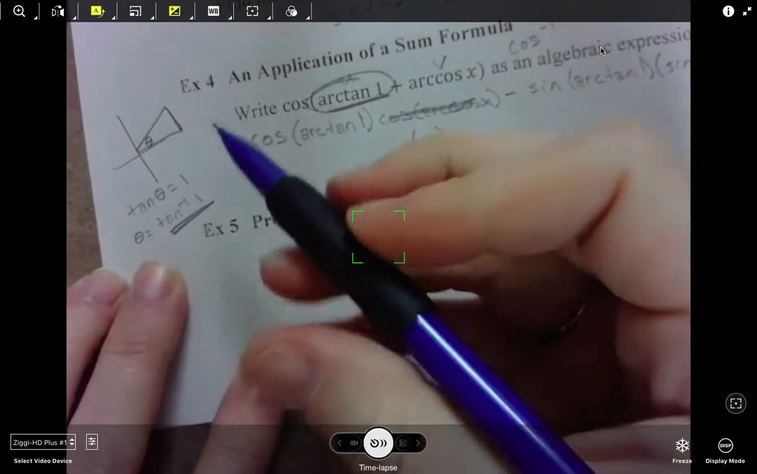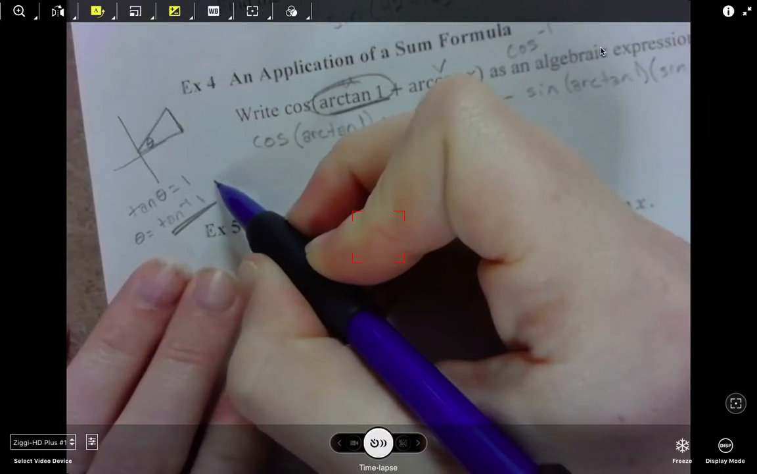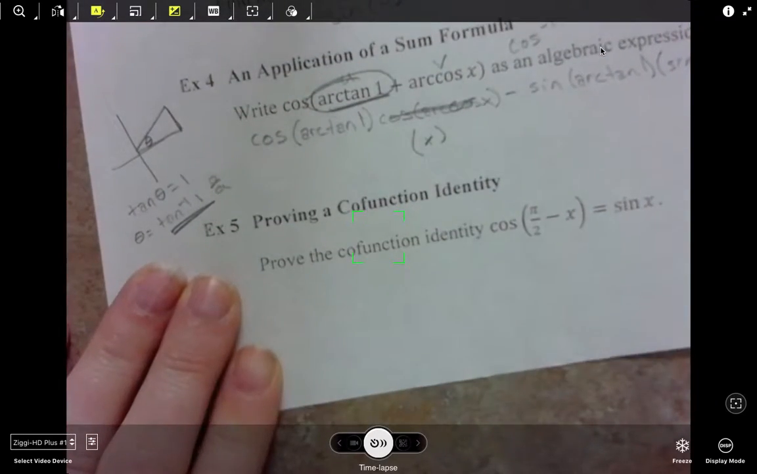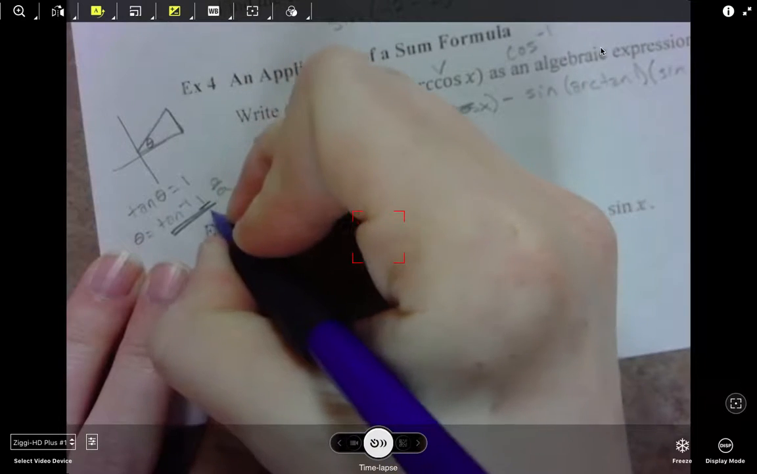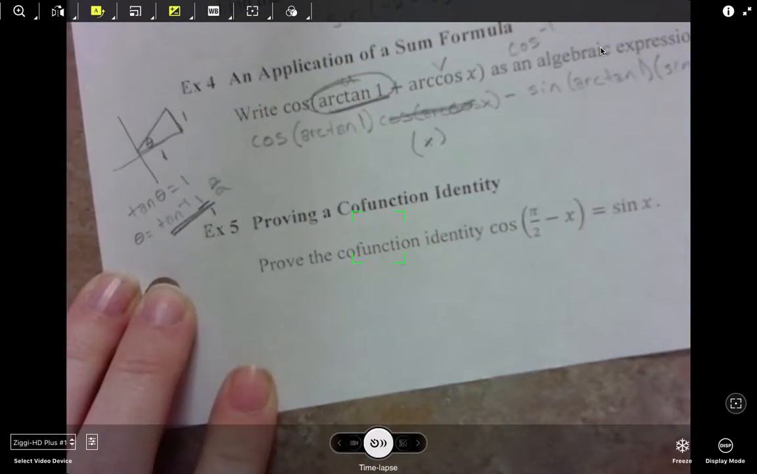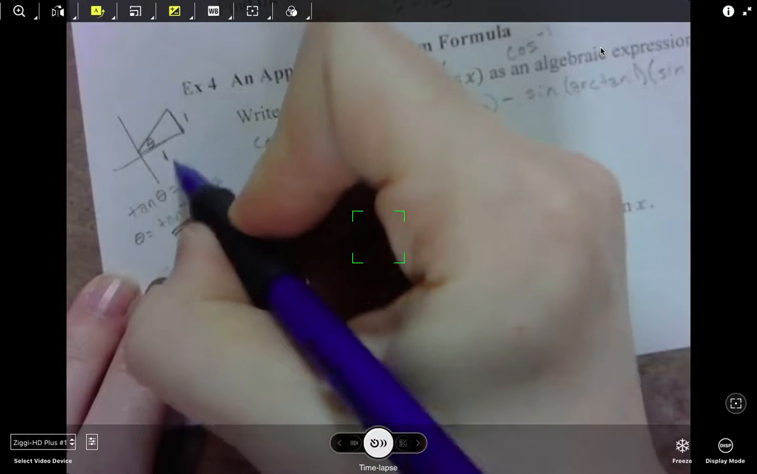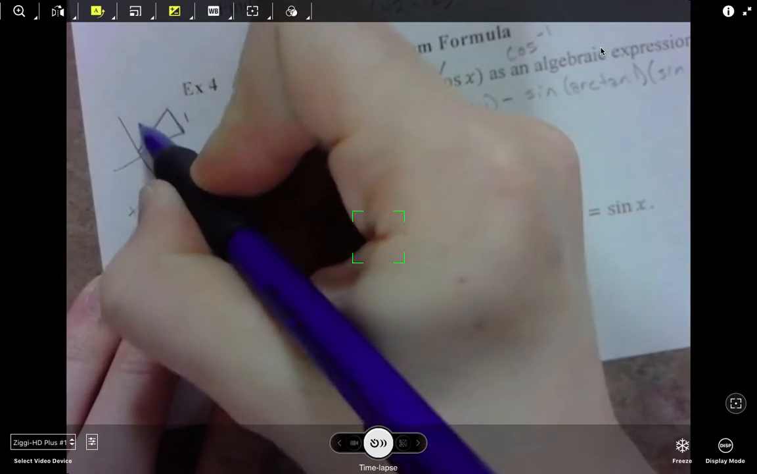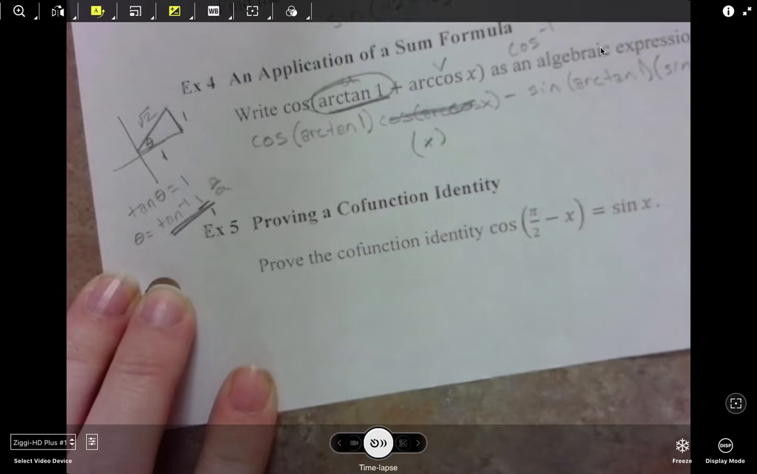Okay. So tangent is, let's see, opposite over adjacent. Okay. So 1 as a fraction is 1 over 1. So the opposite side is 1 and the adjacent side is 1. So I've got this going on here. If you do the Pythagorean theorem, you'll find out that this hypotenuse side is the square root of 2. Okay, because 1 squared plus 1 squared is 2, and square root of 2. So I've got this going on here.